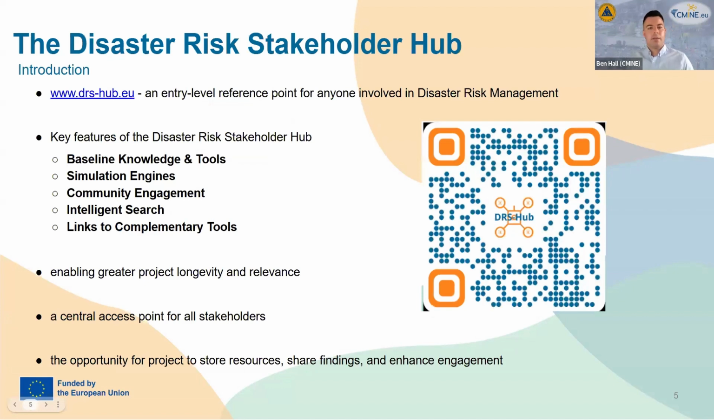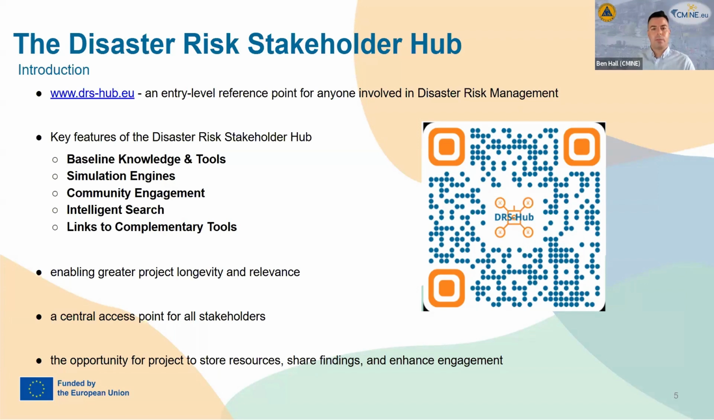So now I'm just going to give you a little bit of an introduction to the DRS Hub before I hand over to the panelists. You can visit the DRS Hub at drs-hub.eu. You can scan the QR code that is on your screen now, or you can access it through the CMIND platform. The Disaster Risk Stakeholder Hub is designed as an entry-level reference point for anyone involved in disaster risk management. It's meant for citizens, local organisations, responders, municipal and regional authorities, national and international bodies, and researchers and policymakers.